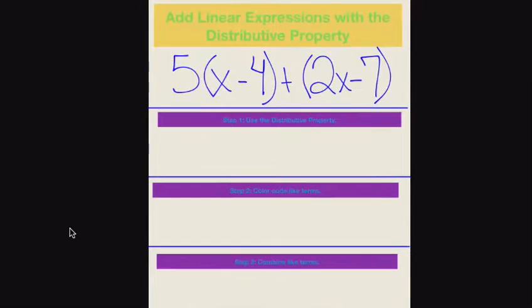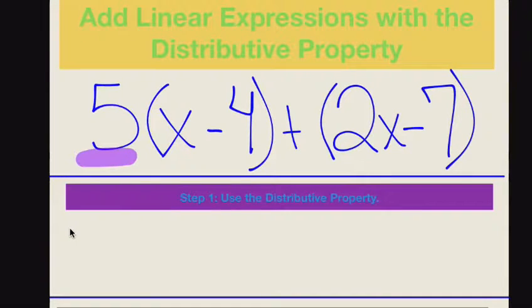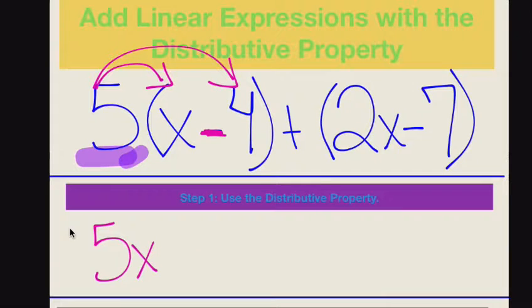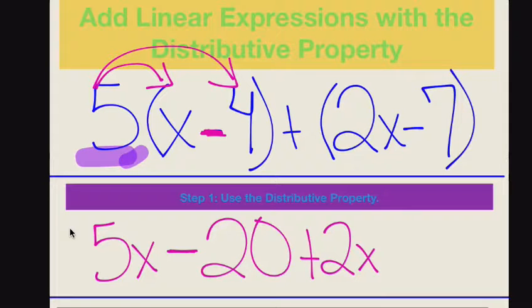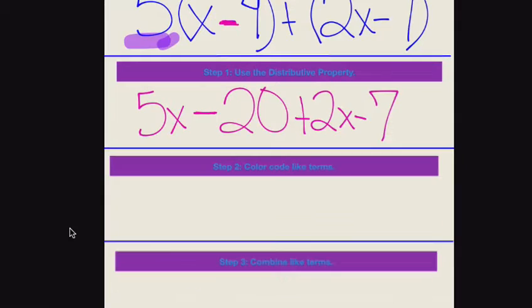All right, let's try one more like that. So again, you can see we've got this number outside the parentheses, right next to the parentheses. So we're going to need to distribute it to each term within the parentheses. And note that this time we have a subtraction sign in the parentheses. So we're going to start with 5 times x, which is 5x, minus, since we have a subtraction sign, 5 times 4, which is 20, plus 2x minus 7. So we've used our distributive property.